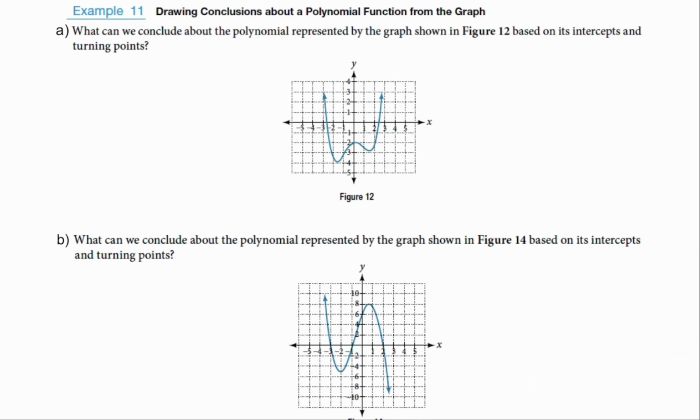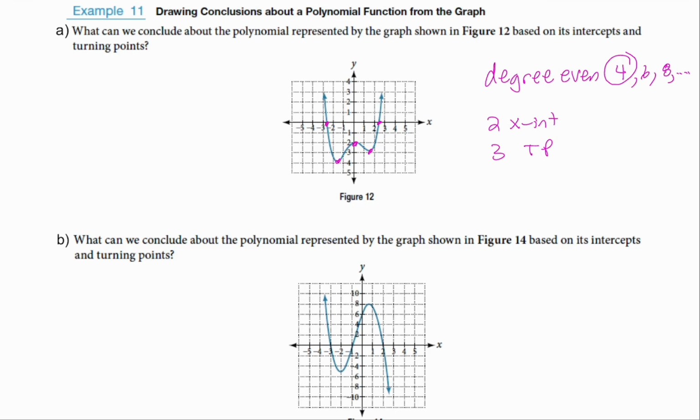Says, what can we conclude about the polynomial represented by the function based on its intercepts and turning points? Well, I know the degree is even because both ends are going up, the same direction. See how there's two x-intercepts. There's 1, 2, 3 turning points. So we have to have an even degree, but it has to be at least one more than the turning points. So the degree is even, it's 4 or higher. So it's 4, 6, 8. But I would bet on 4.